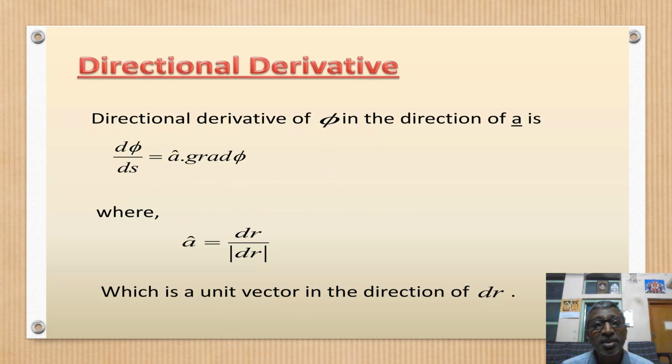Next, directional derivative. The directional derivative of φ in the direction of a bar is given by dφ/ds equals a bar dot grad φ, where a bar is a unit vector given by dr by modulus of dr. So any vector divided by its modulus is always calculated as a unit vector, which is the unit vector in the direction of dr bar.